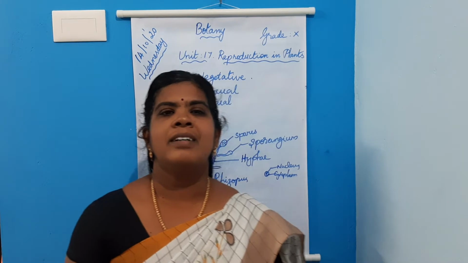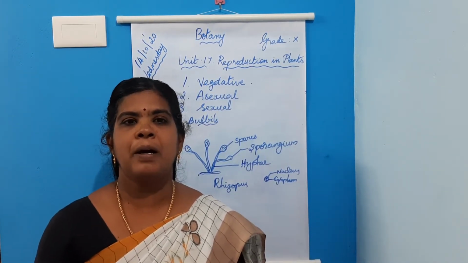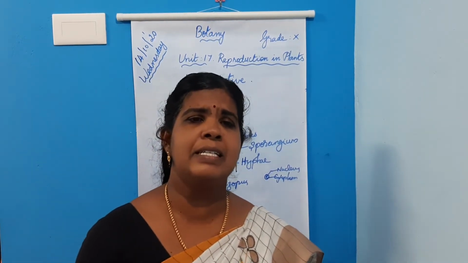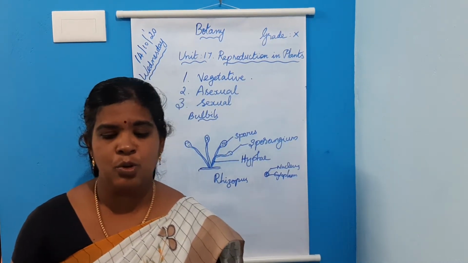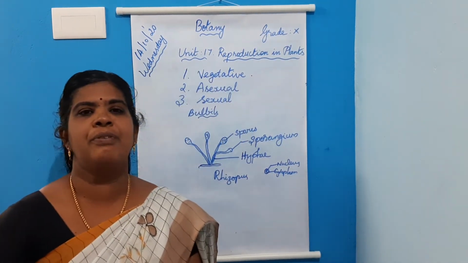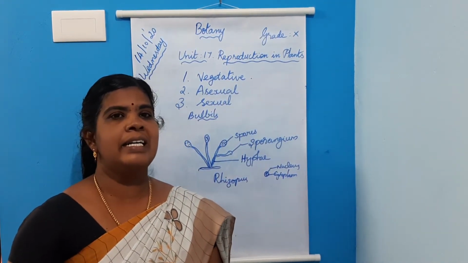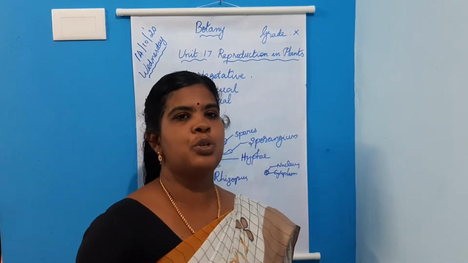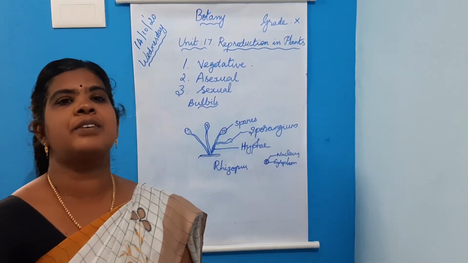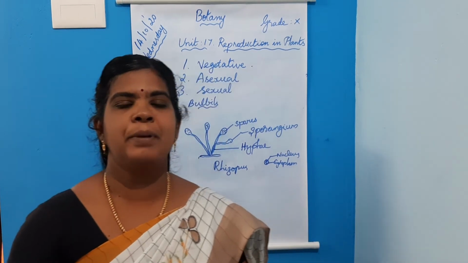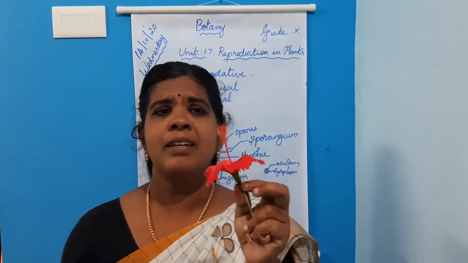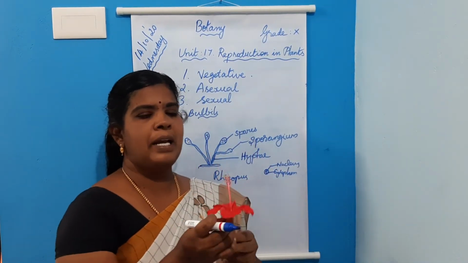You all know that flower is the reproductive part of a plant, isn't it? Which is the reproductive organ present in a plant? Flower. Flower is the reproductive organ of a flowering plant. Flower is a condensed modified shoot. Now you are going to learn the parts of a typical flower. So flower is the sexual reproductive organ of a plant.